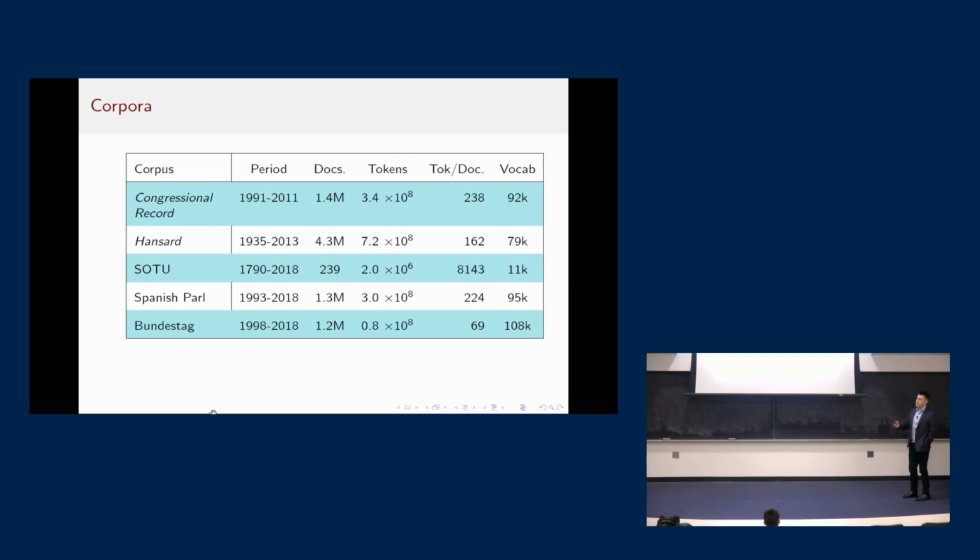From the CS perspective, this would probably be considered a small corpus, but I think that's about medium size in terms of what political scientists are dealing with. One million documents or so is about right.